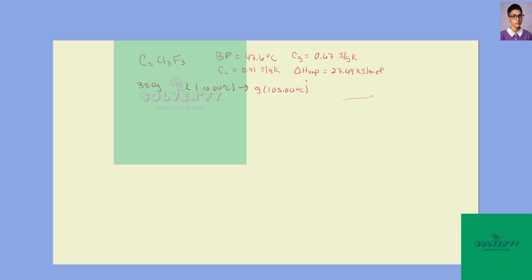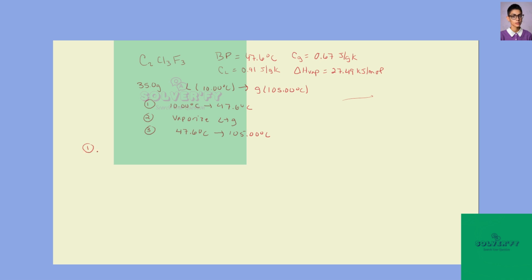All right, so there are going to be 3 steps to this problem. In step 1, we're going to warm up our liquid from 10 degrees Celsius to the boiling point of 47.6 degrees Celsius. In the second phase, we're going to vaporize it, so we're going to take it from a liquid to a gas. And in the third step, we're going to heat up our gas from the boiling point of 47.6 degrees Celsius up to the required temperature of 105 degrees Celsius.